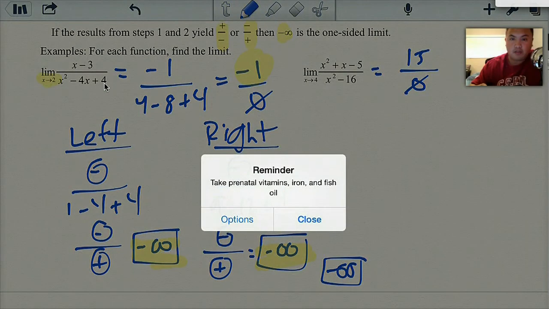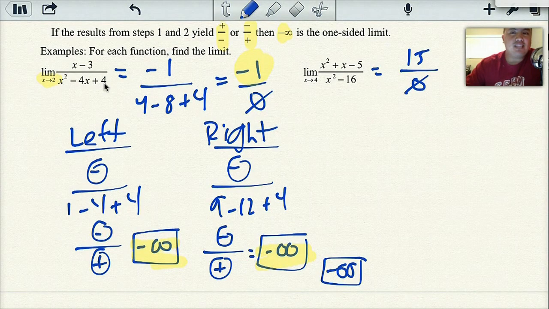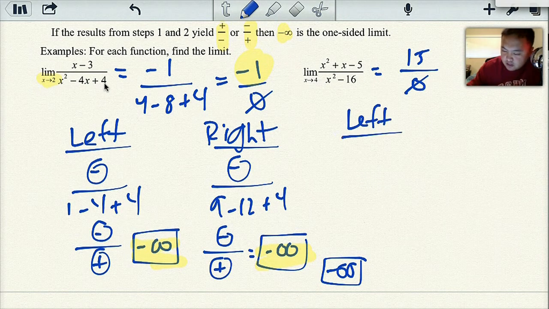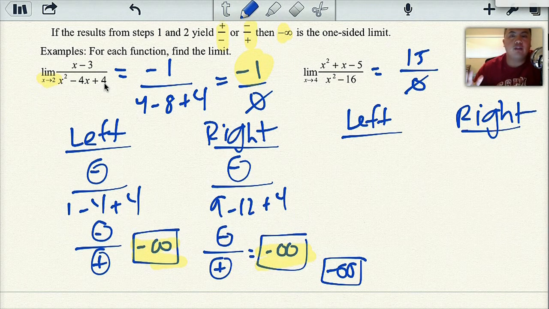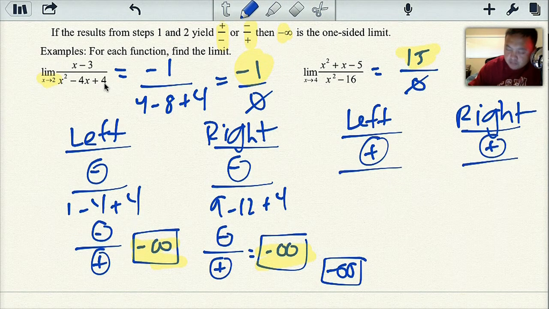That means I need to test from the left and the right to see what the sign of the infinity is. So again, I'll make two columns, left and right. When I do the left, I'm going to test a number to the left of 4. In this particular problem, I had 15 in the numerator, which means the sign for both sides is already positive in the numerator.